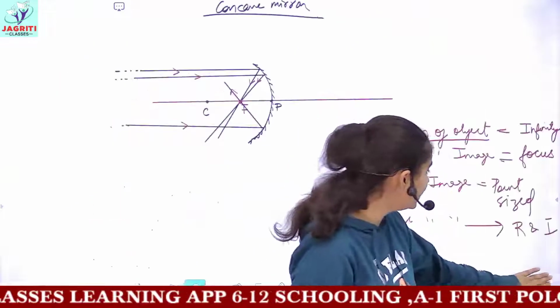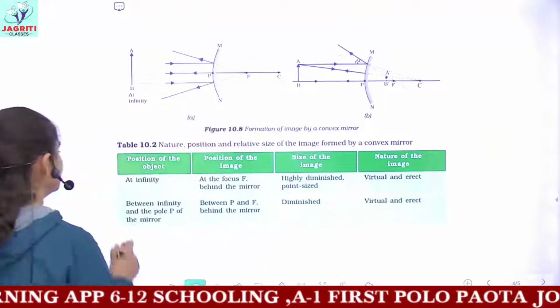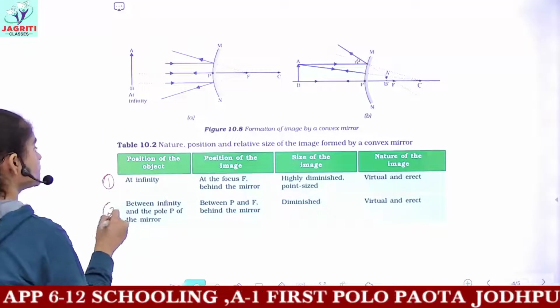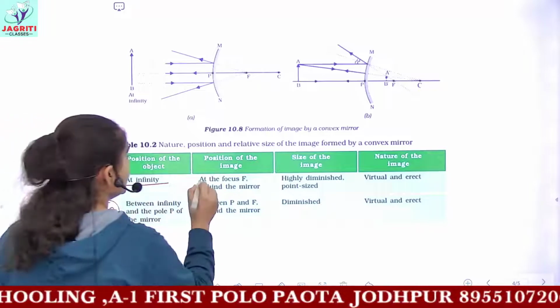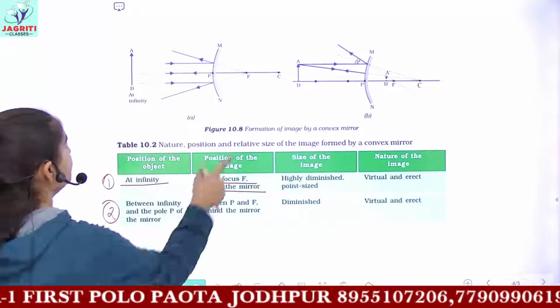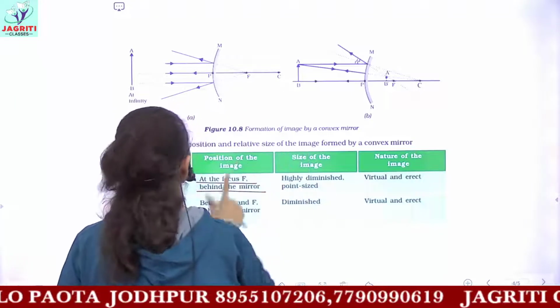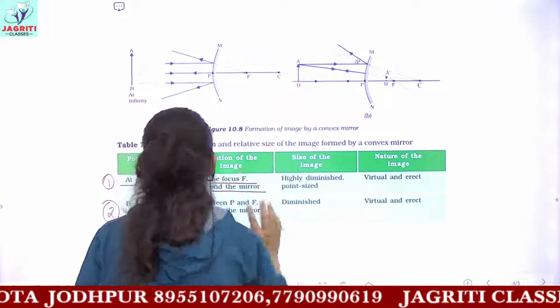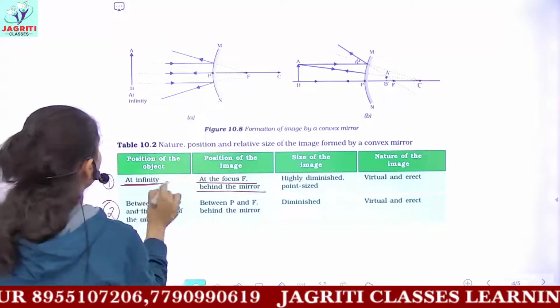Similarly, you have the ray diagrams for convex mirror. But the good thing is, you only have 2 cases for convex mirror. That is, firstly, when the object is placed at infinity, the image is formed at focus behind the mirror. Okay? Let's see, we can do this. See, we have our object to be at infinity.